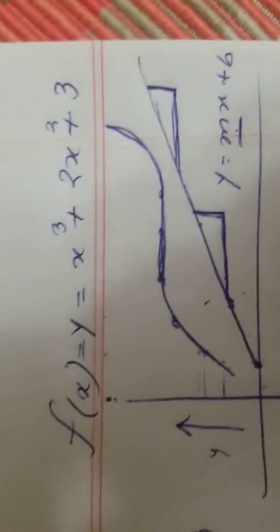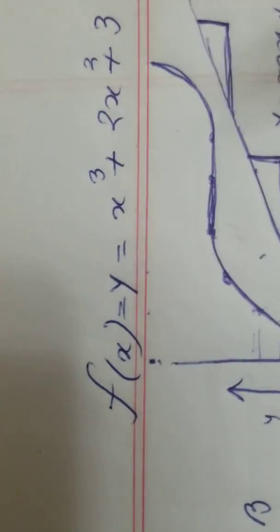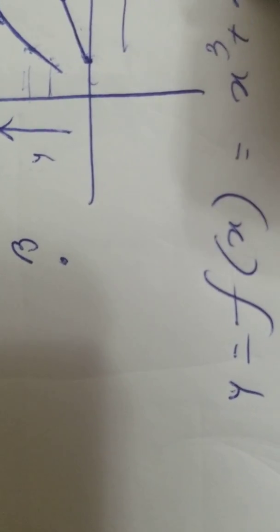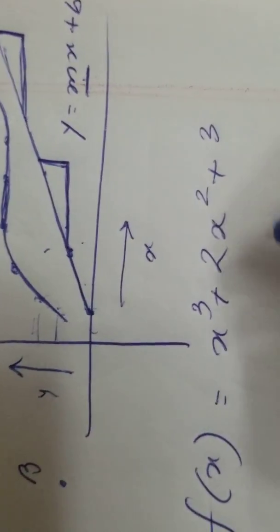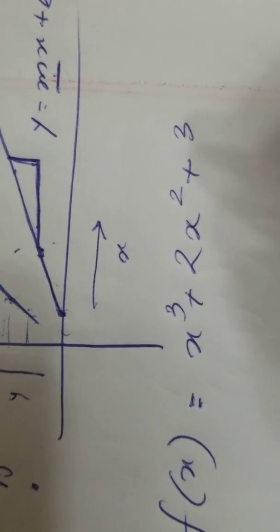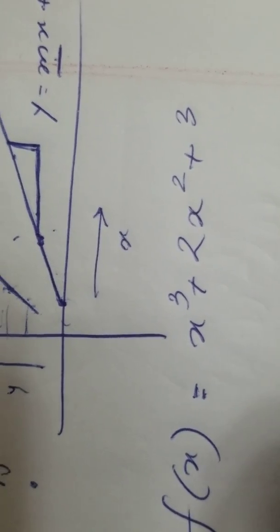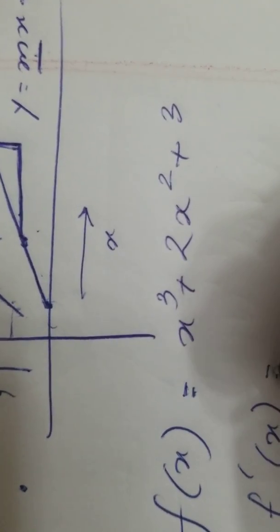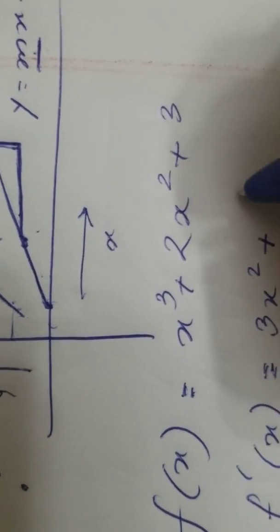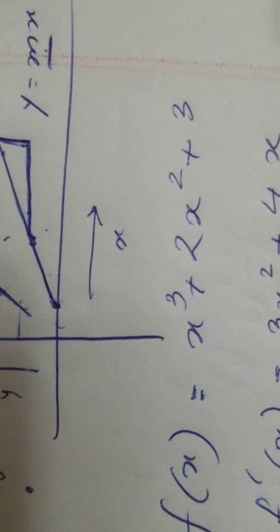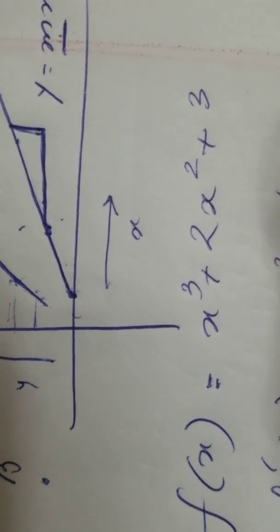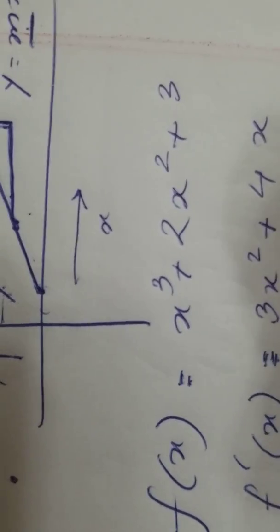Given the equation of a curve, y equals function of x equals x cubed plus 2x squared plus 3, you claim that if I find the derivative of this function, which in this case is 3x squared plus 4x, then this equation can actually give you the value of the slope.